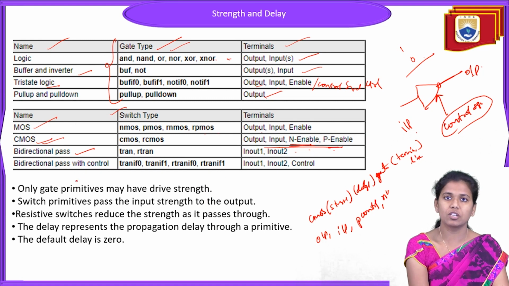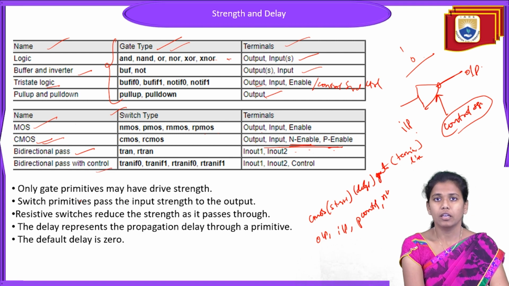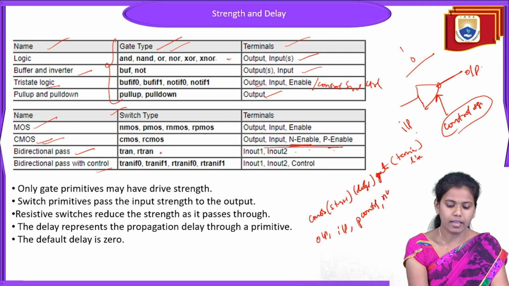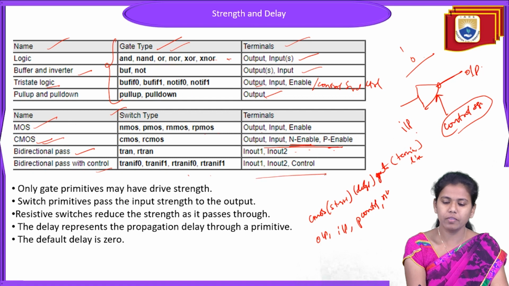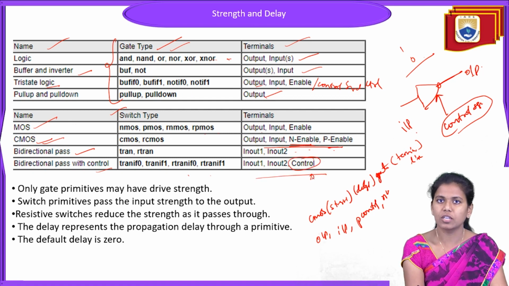And then bidirectional pass with control lines. If it is with control lines, then we represent it with respect to tranif0, tranif1, rtranif0 and rtranif1. And in the terminal list, the control signal would be initialized.